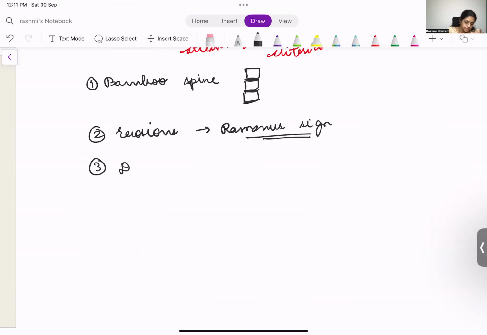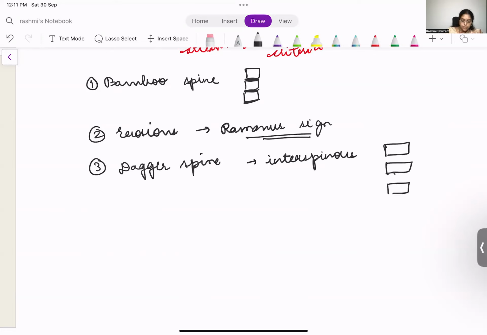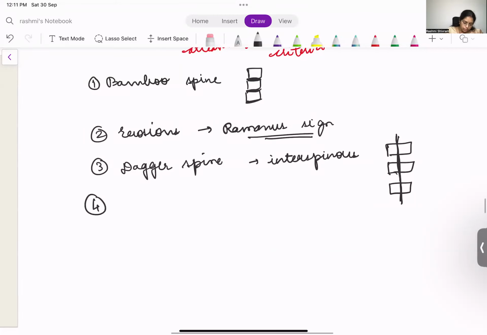Then the third one, something called a dagger spine. So what happens in this? The interspinous ligament is calcified. You can see these are the vertebrae, and you will find that there is a thickening here. There's a calcification here. The interspinous ligament is calcified.